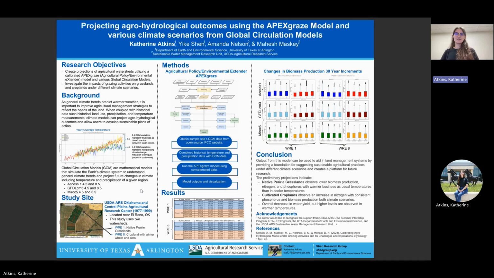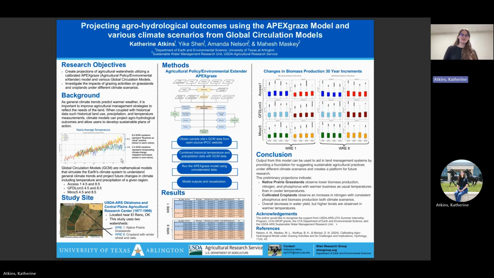This first graph I have here shows how temperature is predicted to increase before the end of the century, and I made this using global circulation models. Each global circulation model, or GCM, has two variations: an 8.5 variation, which represents business as usual practices, and a 4.5 variation, which represents incorporating climate change mitigation techniques. And we can see that the 8.5 variation does have warmer temperatures than the more middle ground 4.5 variations. For today's project, I will be using ACCESS1, GFDL-CM3, and MIROC5 as my GCMs.